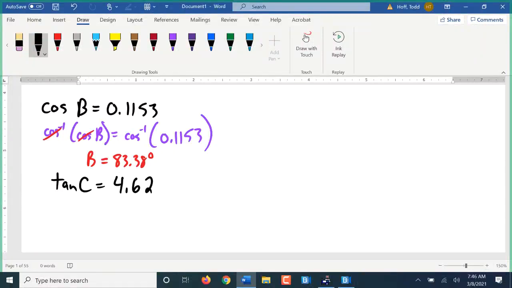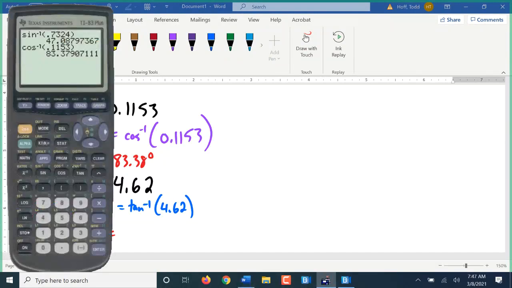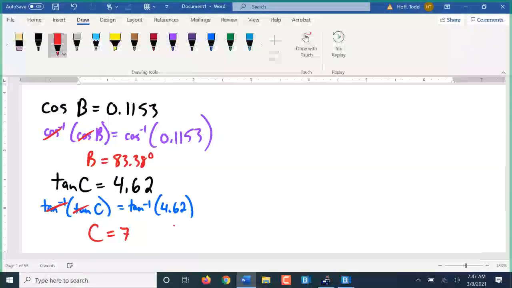If I tell you that the tangent of angle C is 4.62, what do you think we're going to do with that? Inverse tangent. So again, on the left side, the inverse tangent and the tangent cancel out. We get angle C equals second tangent 4.62, 77.79 degrees.